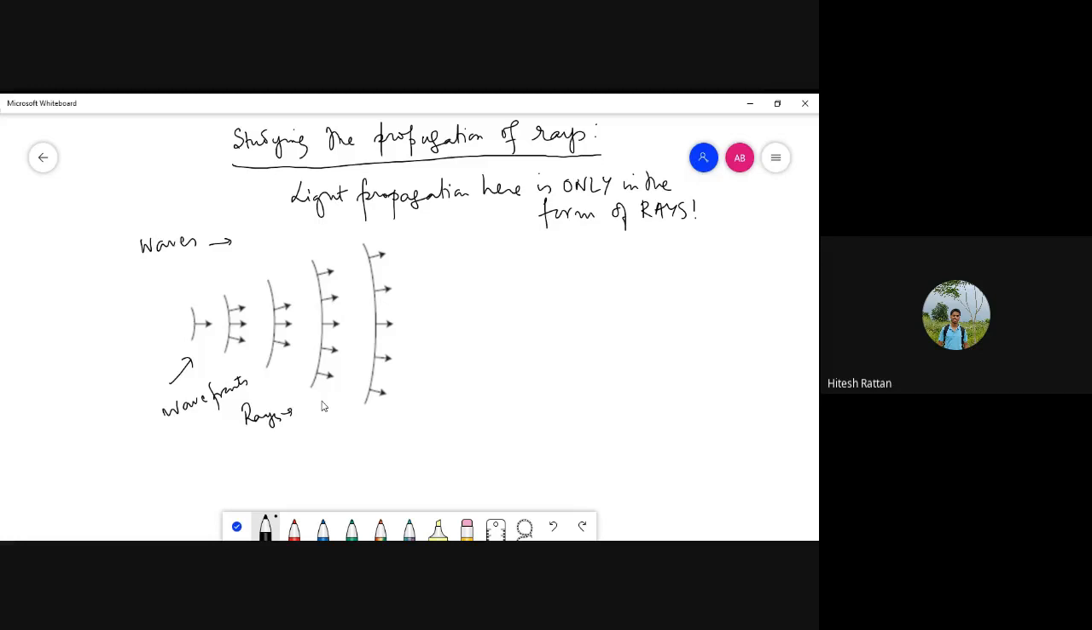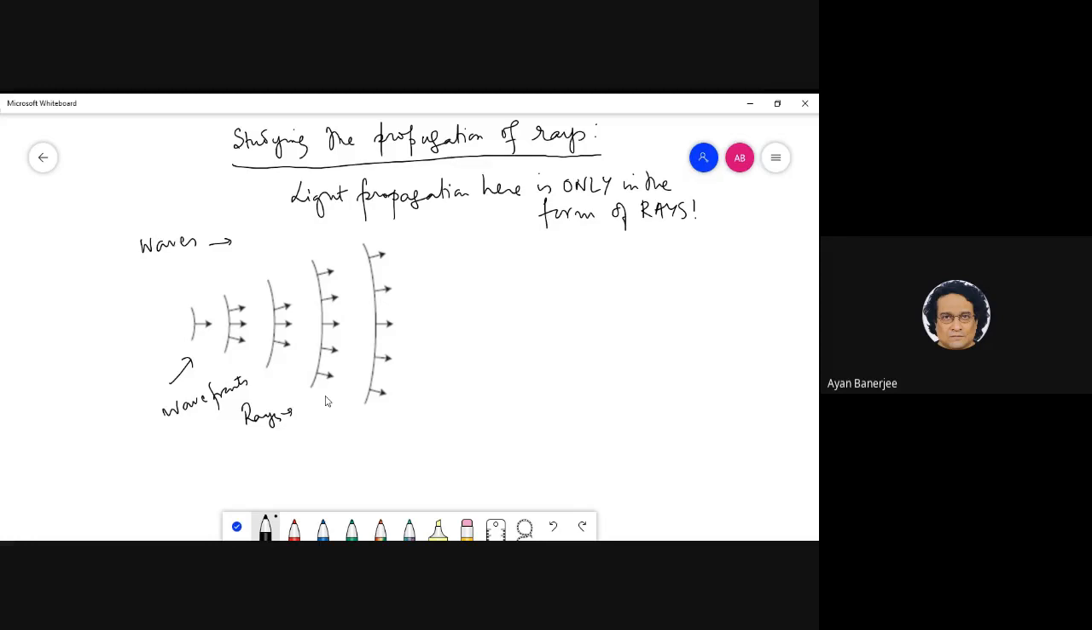So why are we using a different definition for rays? It's not general, in the sense that in anisotropic media we studied that this ray is essentially in the direction of the S vector.